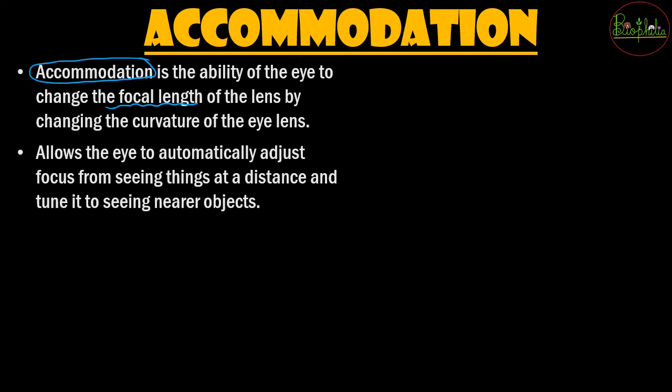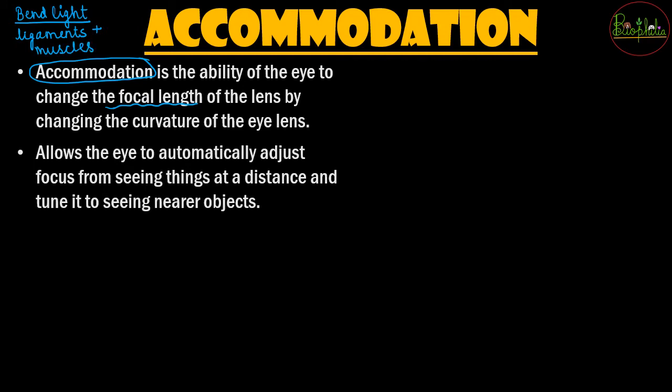So to change the focal length of the lenses, you are going to need the ability to bend the light. So how is the process of bending of light going to be done? Bending of light, or to focus the image, is going to be done with the help of ligaments which will be present at the ciliary body, and along with it you also need muscles. So ciliary muscles are going to be present.